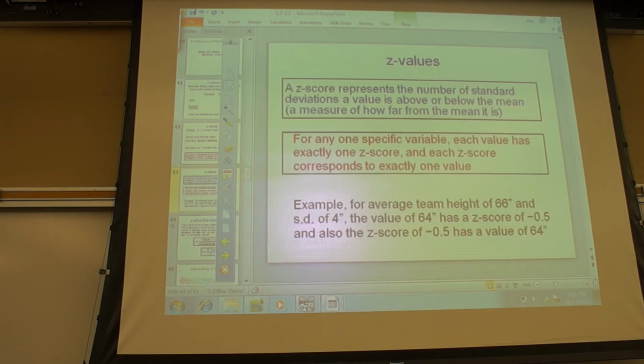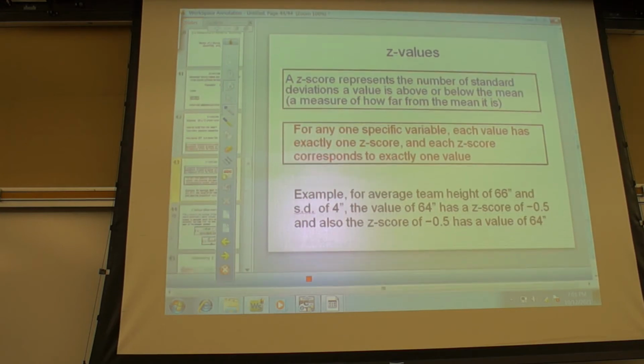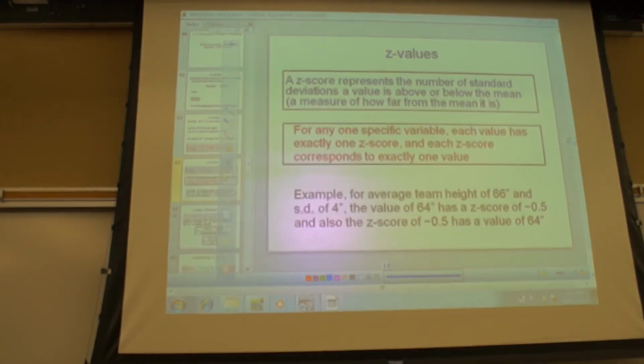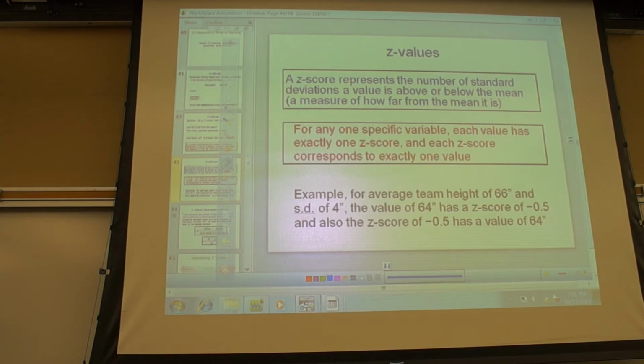Here it is again. I repeated it in a box because it's super important. So we're going to say this first part, not the parentheses, but the first part together. You ready? 1, 2, 3. A z-score represents the number of standard deviations a value is above or below the mean. Good. You will need to know that for the exam. It will literally be on the exam, right?